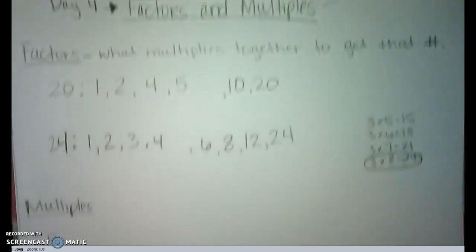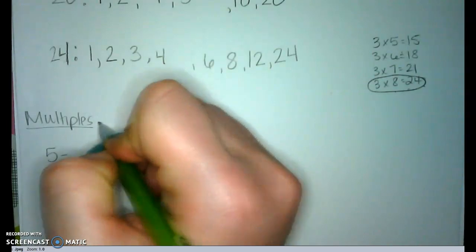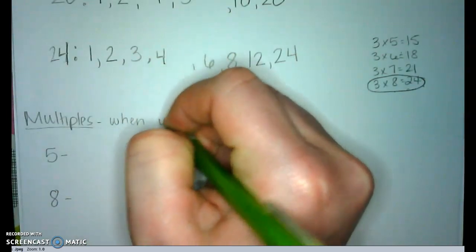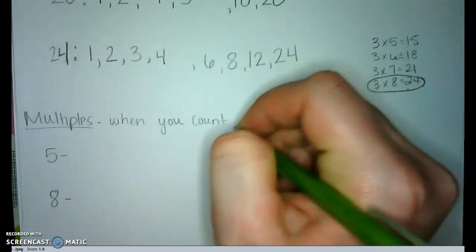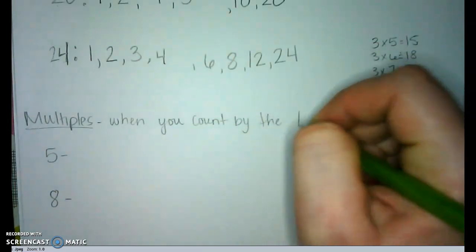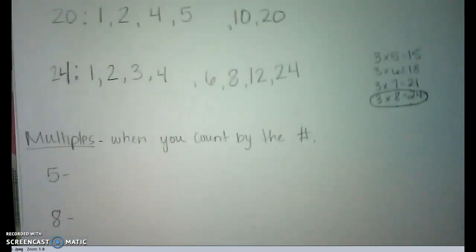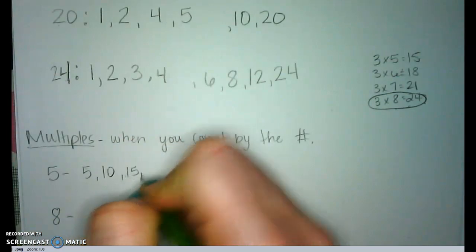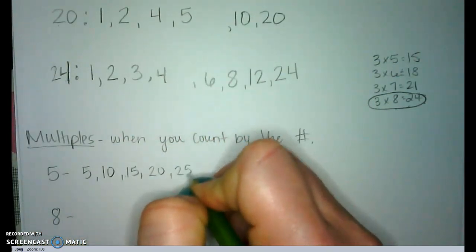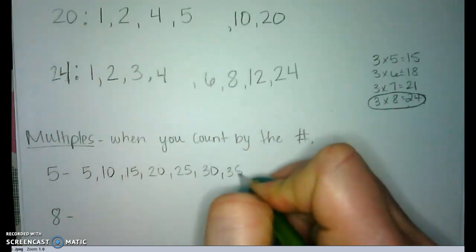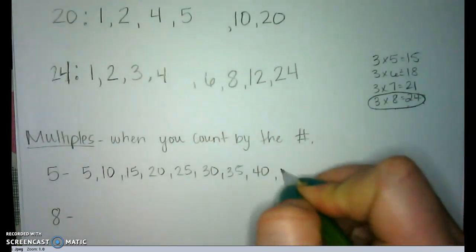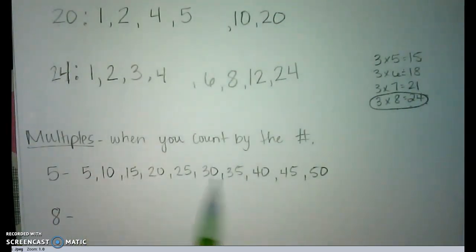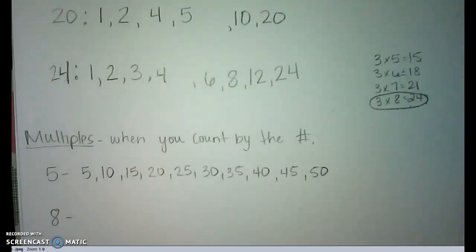All right, I'm going to move on to multiples. Multiples are just when you count by the number. So if I asked you to write the first 10 multiples of 5, you would write 5, 10, 15, 20, 25, 30, 35, 40, 45, 50. Right? Because that's the first 10. 1, 2, 3, 4, 5, 6, 7, 8, 9, 10. Yes. So that's a multiple.